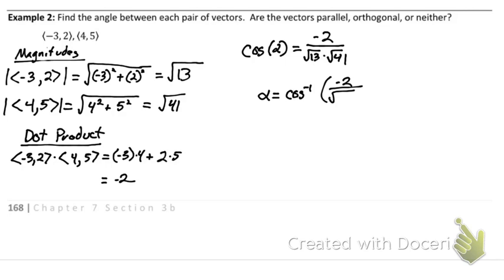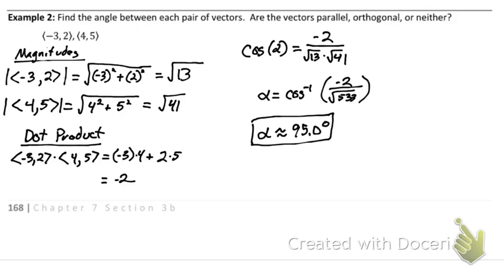13 times 41, 533, and then the square root of that. Alpha should be about, unless I had a mistake on my calculator on this one, about 94.97 degrees, which would be about 95.0 degrees. Is that correct? It's about 95.